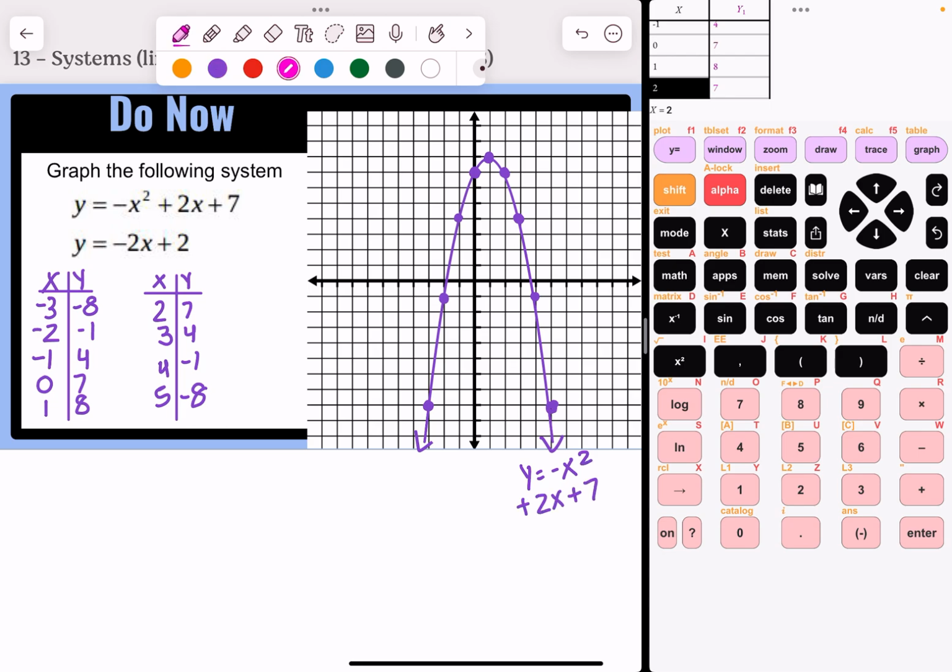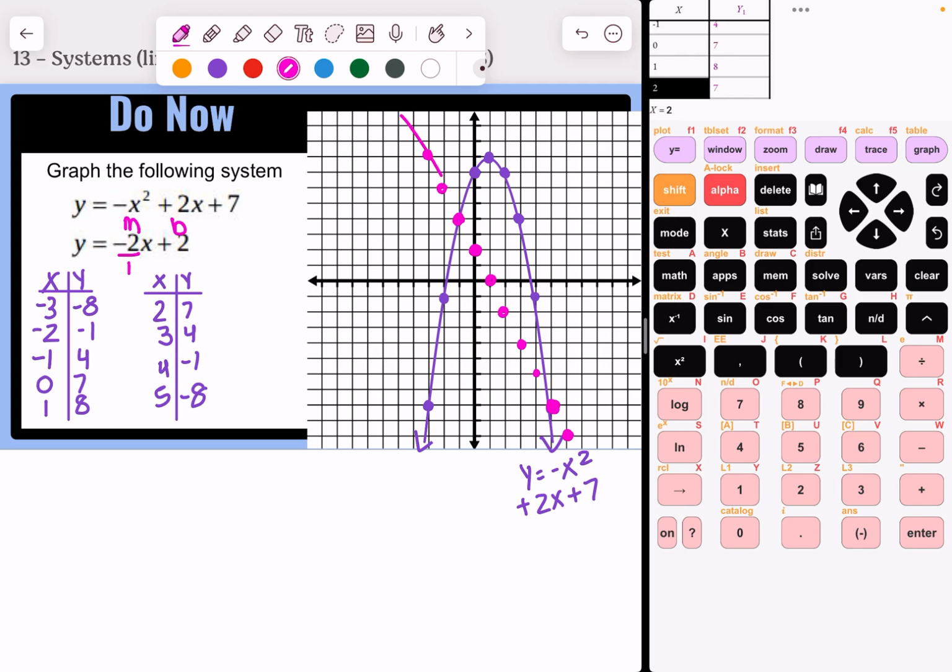All right, now we want to graph the linear function. You could use the table there and make a table of values, or you could do it remembering that this is our y-intercept. This is where we start at 2, and this is our slope. We go down 2 to the right 1, down 2 to the right 1. Hey, we cross right there. And now let's go up 2 to the left 1, up 2 to the left 1.